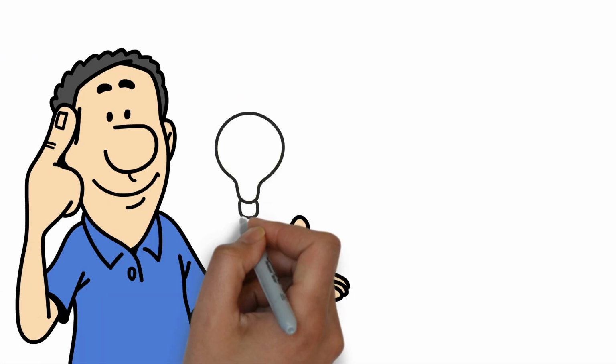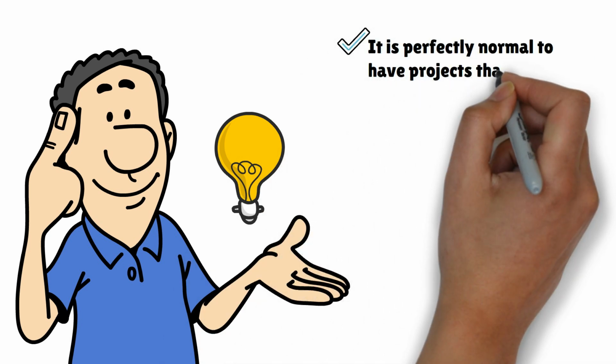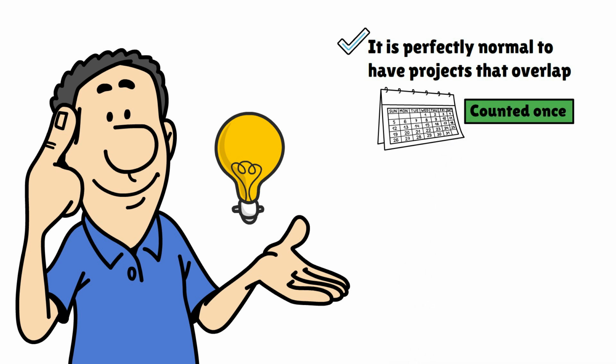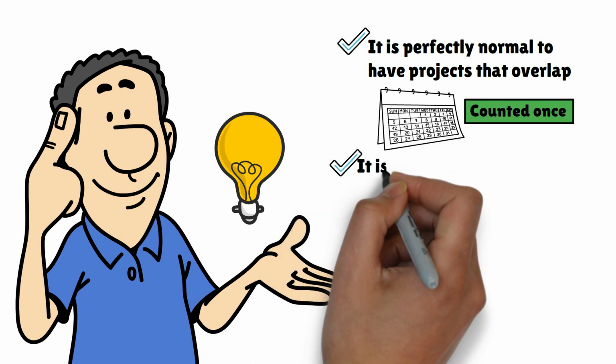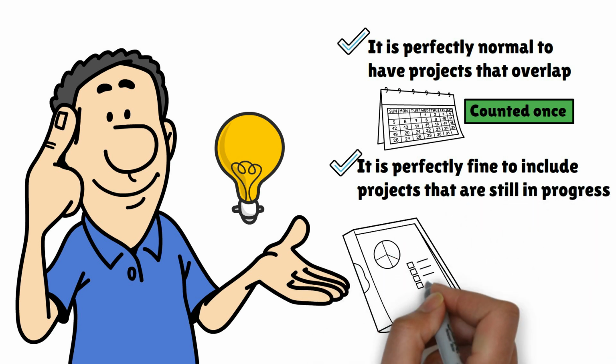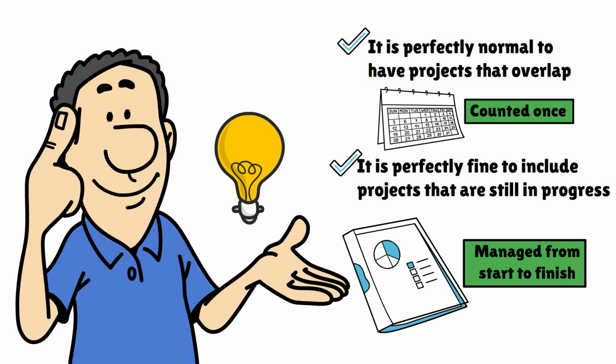There are a few things to remember here. First, it is perfectly normal to have projects that overlap, but the overlapping project timeframes should only be counted once and not double counted. Second, it is perfectly fine to include projects that are still in progress. However, you should include at least one project that is managed from start to finish. Once you complete this exercise, let's move on.